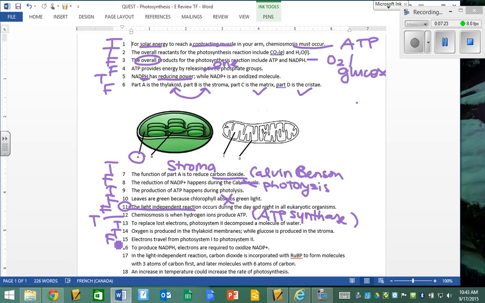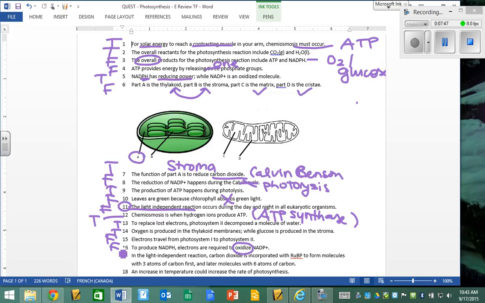Number 16 says to produce NADPH, electrons are required to oxidize NADP. It's false because of the word oxidize. If I want NADPH to be produced, I have to reduce NADP positive. Electrons are required, but it's the word oxidize. If I had said reduce there, that would be true.